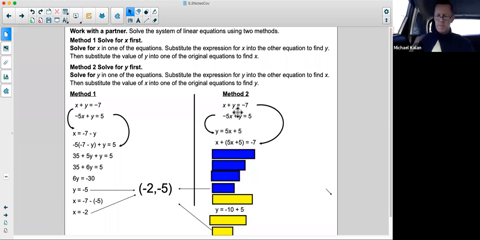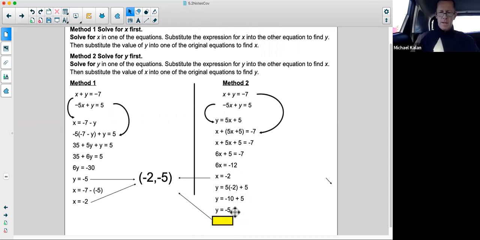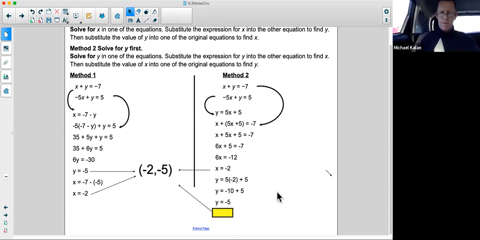One type of variable left. Easy equation to solve. Don't really need the parentheses. Combine your like terms. Subtract 5. Divide by 6. Now I have what x equals. That's -2. Plug it into where I have the y isolated. Look at that. We got the same answer, which makes sense, right?